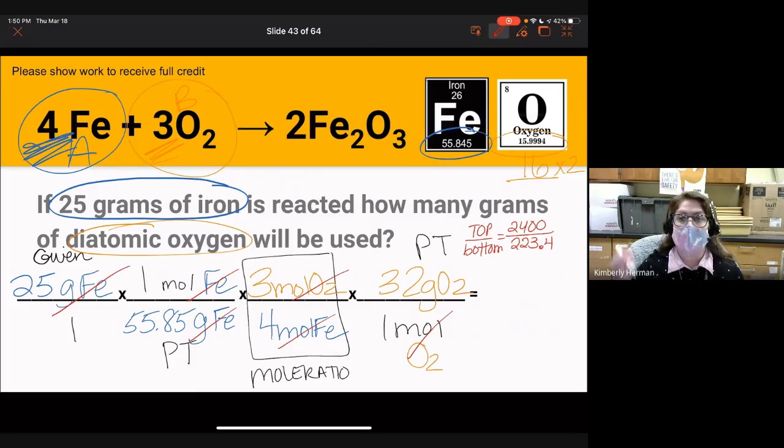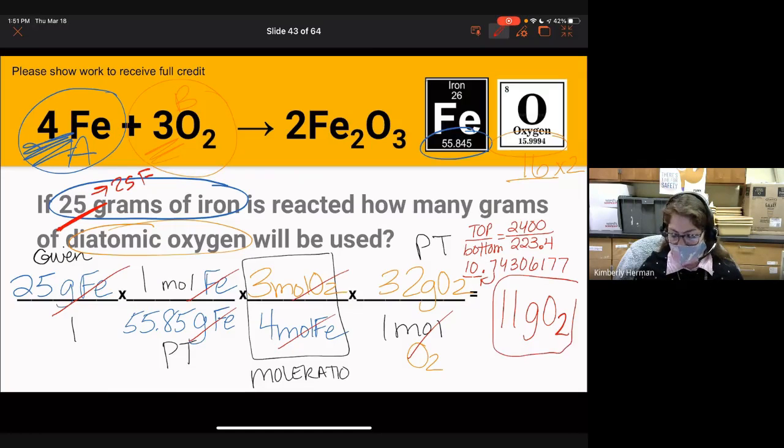223.4. So now we need to divide our top by our bottom. So 2,400 divided by 223.4, and we see we get a long decimal, 10.7430617. So you don't have to type it out. We just need to see that 25 grams has 2 sig figs, so count over 1, 2, and will 7 round 0 up? Yes, it will. So we would see that we would need 11 grams to completely react with our iron.